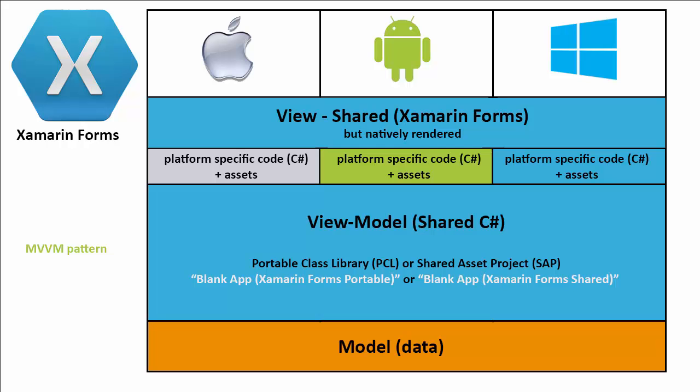So we have the portable class library or the shared asset project. And in Visual Studio, we would choose one of these two options, depending on which way we wanted to go. And we'll discuss the differences between these two approaches. You have the blank app Xamarin Forms portable or the blank app Xamarin Forms shared projects in Visual Studio. And of course, our data is shared across the three platforms.